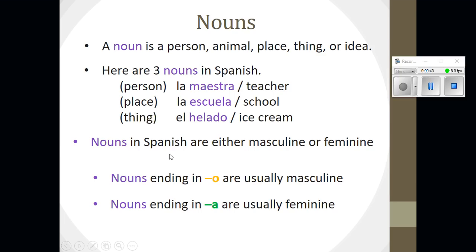Nouns in Spanish are either masculine or feminine, so look here, it tells us that nouns ending in an O are usually masculine, and nouns ending in A are usually feminine. Not all nouns will end in O or A, and I'll talk to you a little bit more about that later. And just because it ends in an O, for example, doesn't always mean it's masculine, but that is the usual rule. So most of the time, a masculine noun will end in an O, and a feminine noun will end in an A. So pause the video at this time and fill in the next two questions on your note guide for part A.